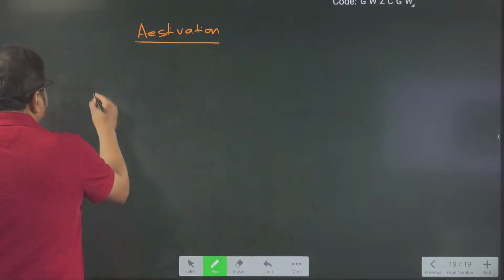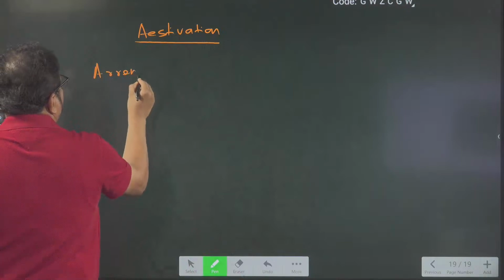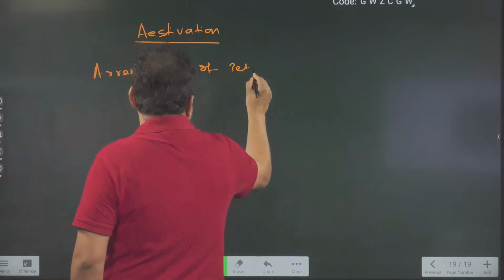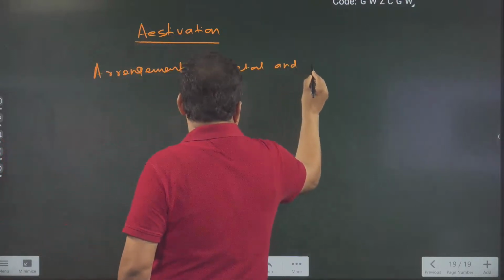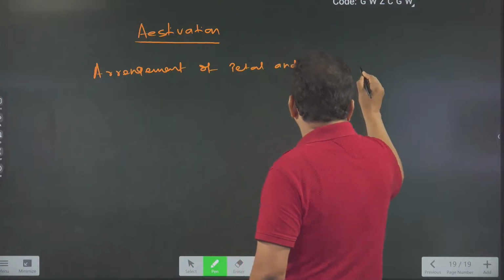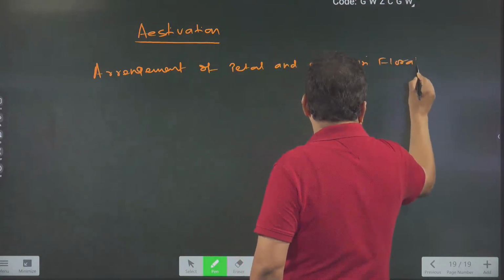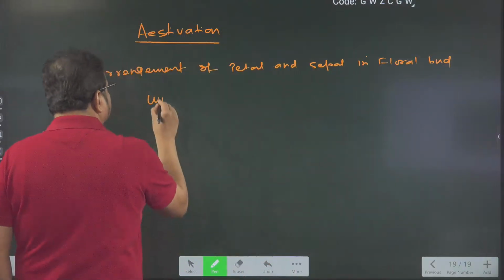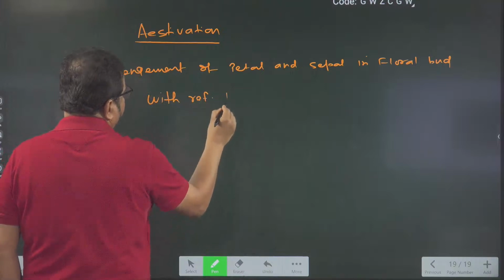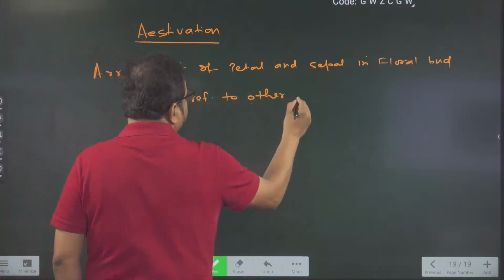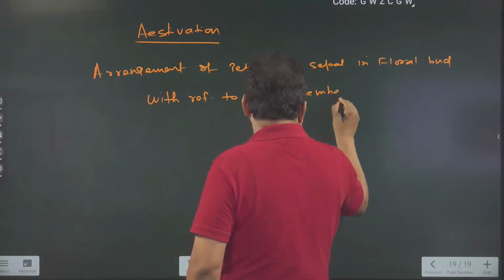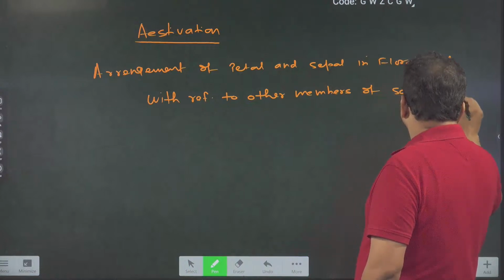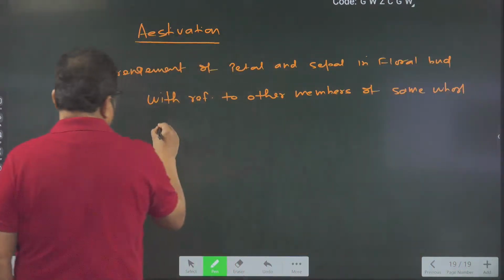So what is aestivation? Arrangement of petal and sepal in floral bud with reference to other member of same whorl is called aestivation.